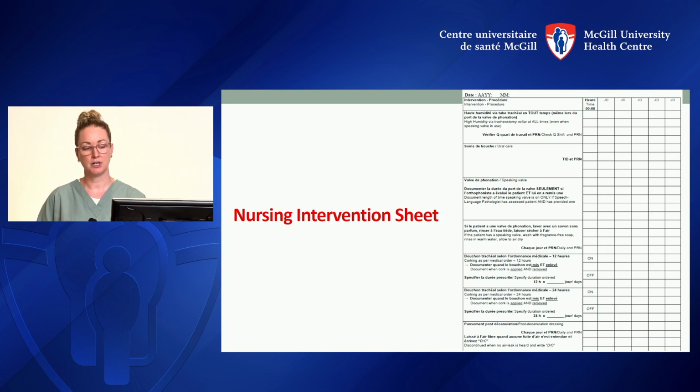And also we have the corking trial here. So if your patient will end up going on a corking trial, you can document it here. And I think someone else will give a presentation on that, but this is where you would be able to document the length of time that the patient needs the cork on. And then of course your post-decannulation dressing change. So when the patient passes the corking trial, we can take it off and put on a post-decannulation dressing. So you would sign it off here as well.